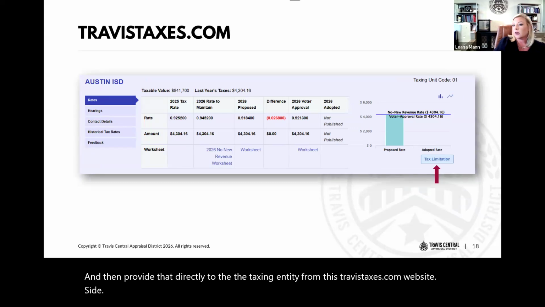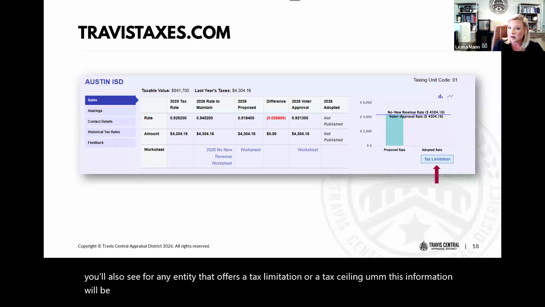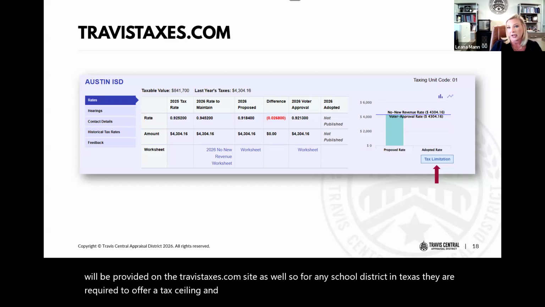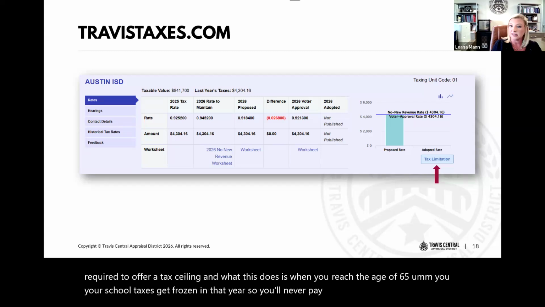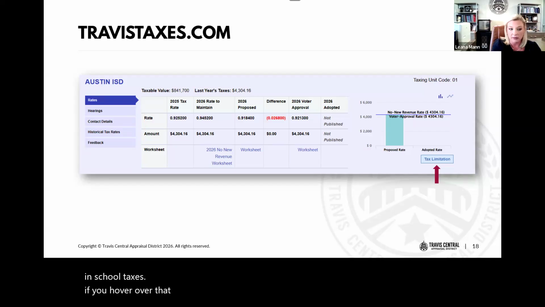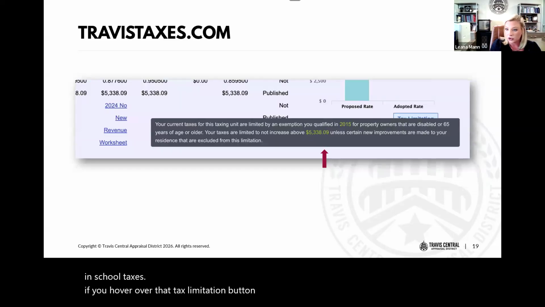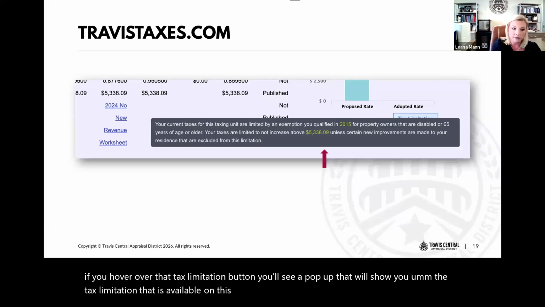You'll also see for any entity that offers a tax limitation or a tax ceiling, this information will be provided on the travistaxes.com site as well. So for any school district in Texas, they are required to offer a tax ceiling. And what this does is when you reach the age of 65, your school taxes get frozen in that year. So you'll never pay more than the year you turn 65 in school taxes. If you hover over that tax limitation button, you'll see a pop-up that will show you the tax limitation that is available on this property.